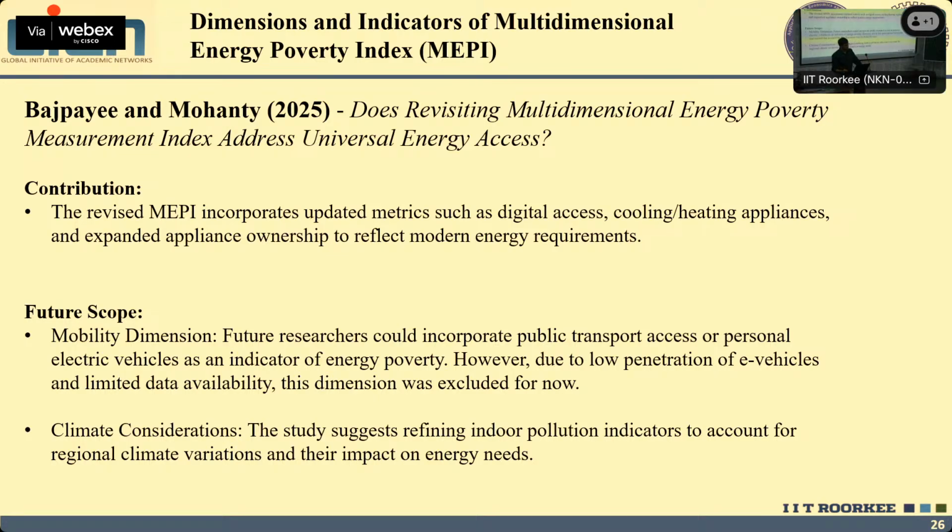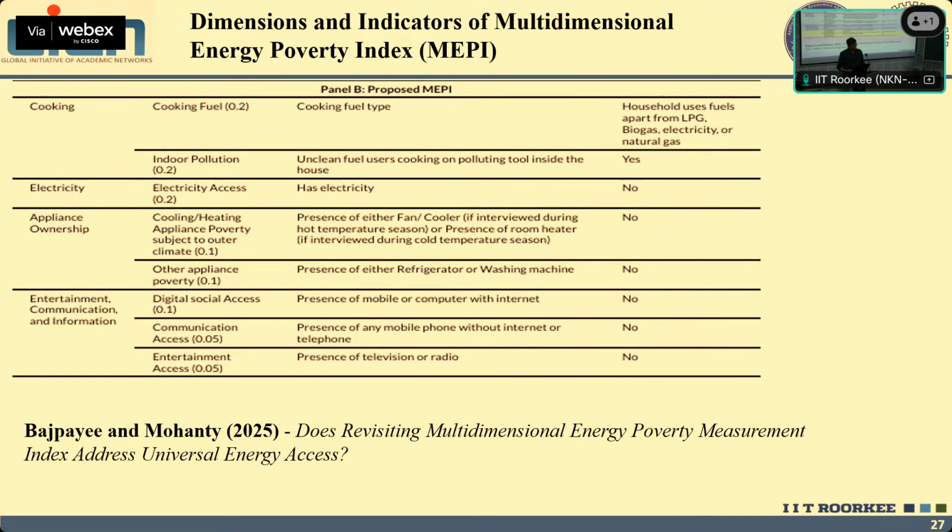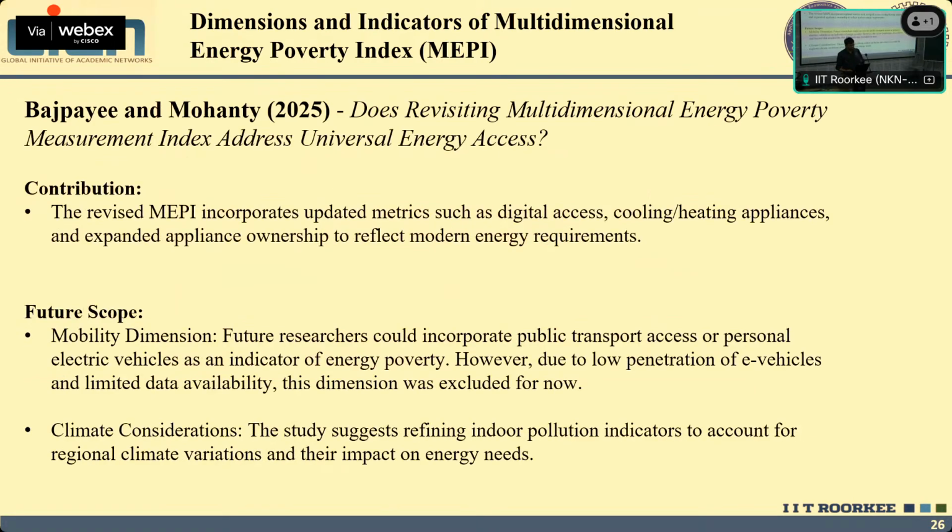One good thing I had added in the climate context is that for cooling or heating, we have used electric fan or cooler, because India is a hot country. However, depending on the country context, that indicator can also be changed. So there is scope for improvement in the indicators depending on the climate risk.